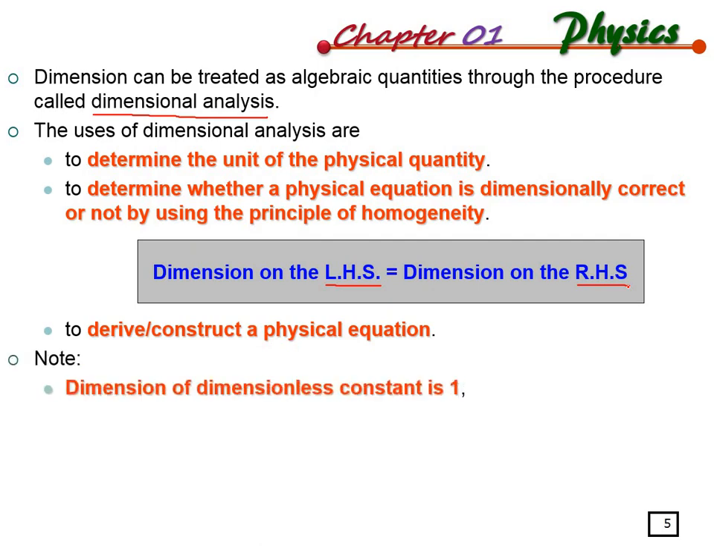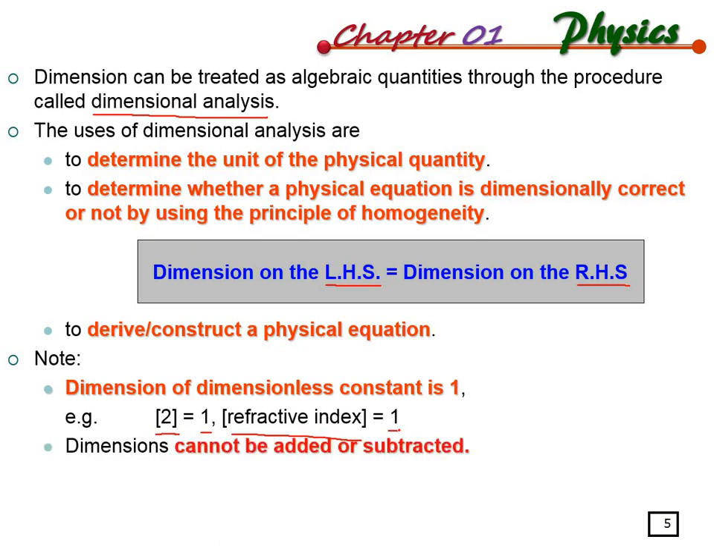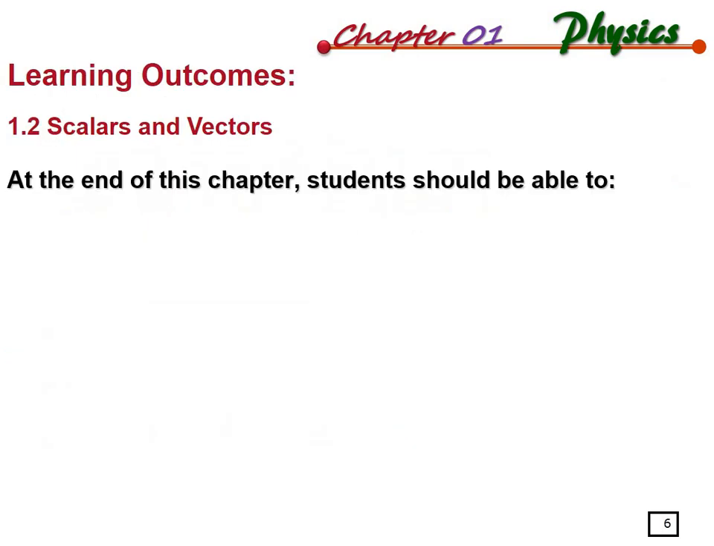Note that the dimension of a dimensionless constant is 1. For example, if we have the number 2, the dimension for the number 2 is 1, and it also happens with, let's say, the refractive index. So the dimension for the refractive index is also 1. Dimensions cannot be added or subtracted. Now, that was subtopic 1.1, the definition of dimension.